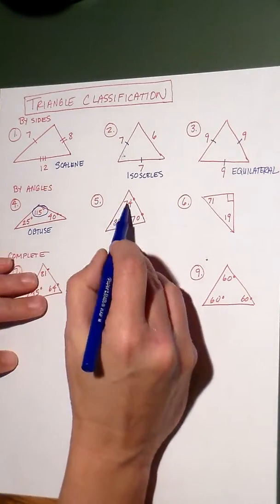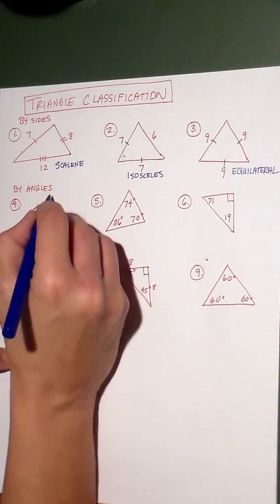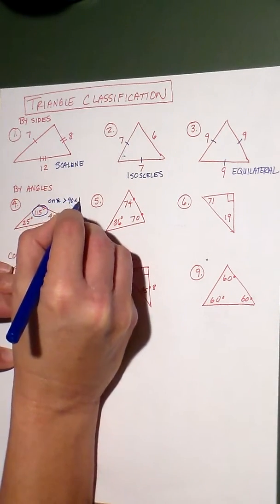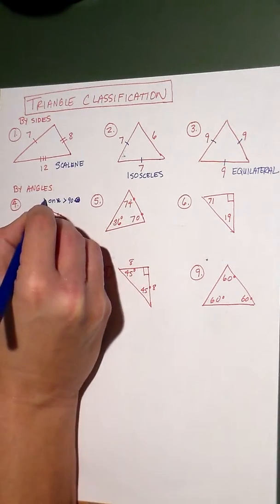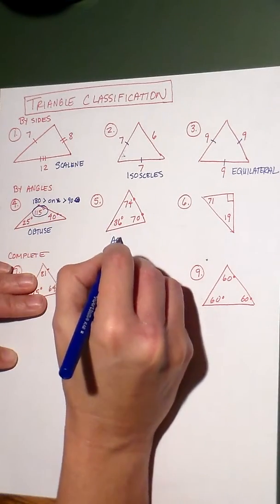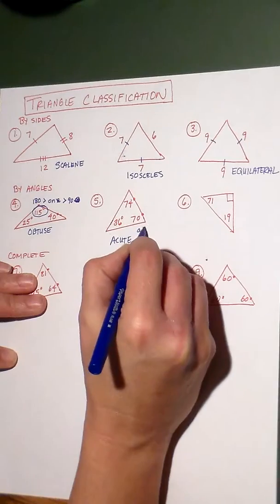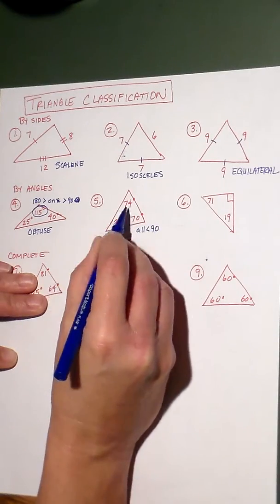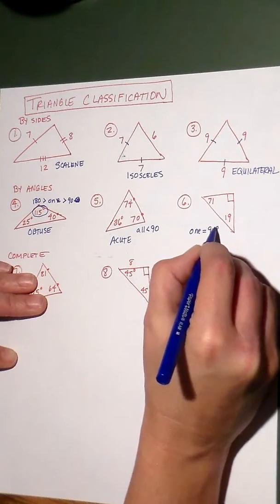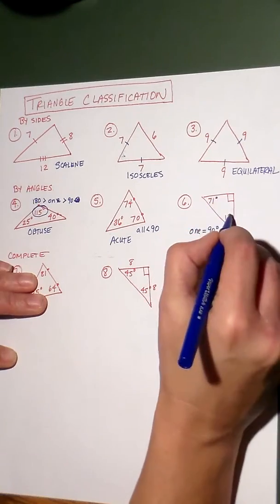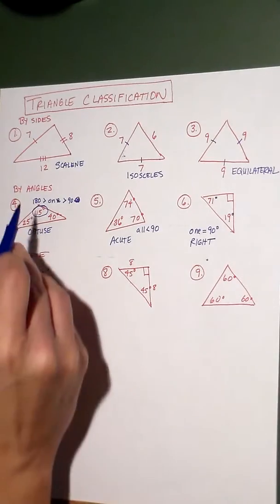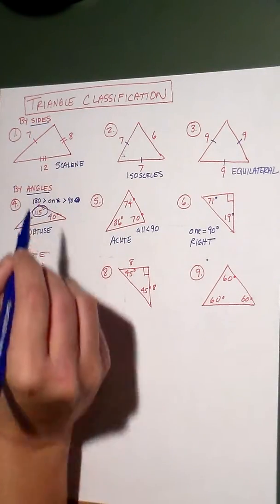Number 5, I've got three angles that are all less than 90. Let's write this. One that's greater than 90 and less than 180, that's the obtuse. Acute is this one here. Acute means all are smaller than 90. So 36, 70, and 74. In this one here, you have one equal to 90 degrees, so this is a right triangle. So we've just classified by sides and by angles.